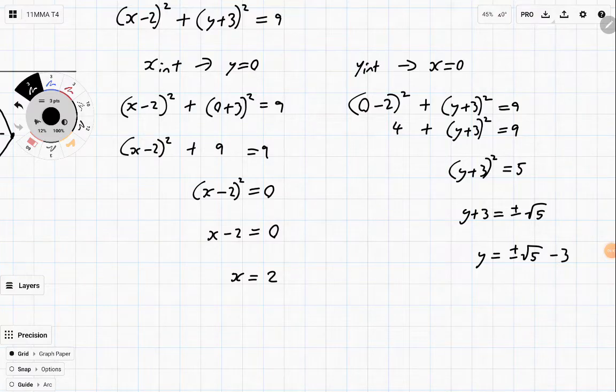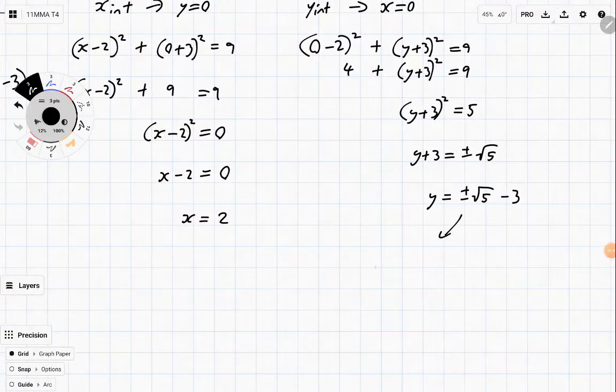And this gives us two y-intercepts. We have the square root of 5 minus 3. And we have the second one where we take the negative, minus root 5 minus 3. Now, if you have a calculator, you can work out what these are in decimals, but we can know for sure that y1 is bigger than y2. Why? Because positive root 5 is bigger than negative root 5. And so that means the first one's going to be the higher intercept.